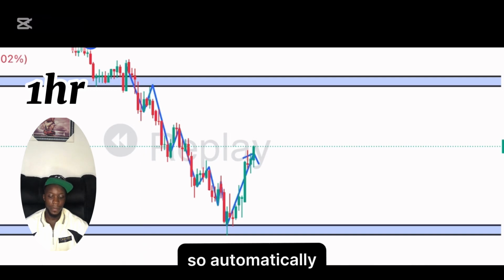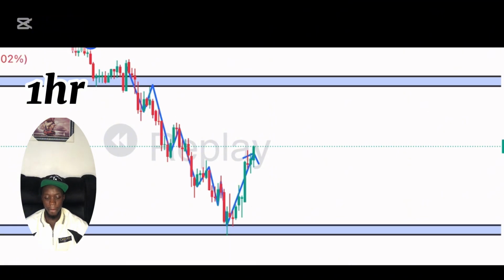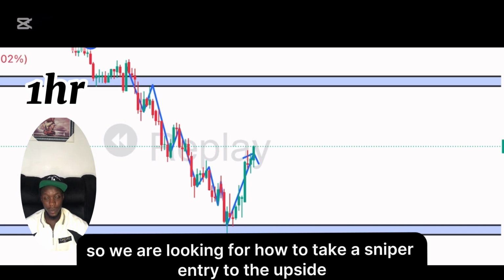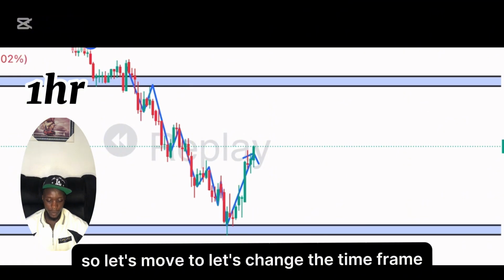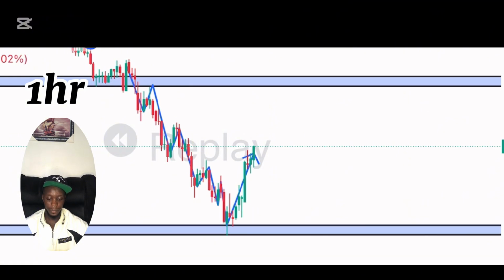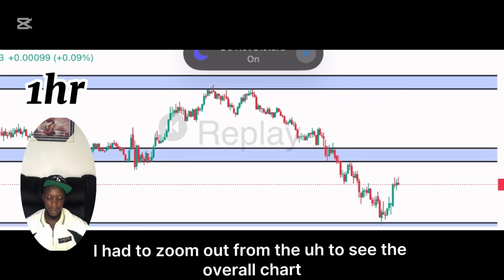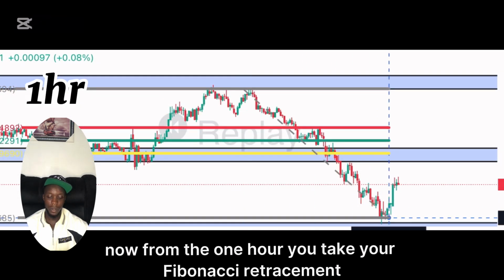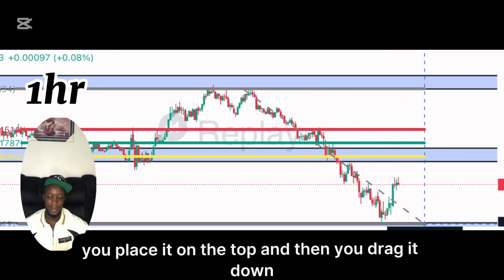So automatically we are now sure that the buyers are now in the market. So we're looking for how to take a sniper entry to the upside. Let's change the time frame. I had to zoom out to see the overall chart. Now from the 1 hour, you take your Fibonacci retracement, you place it on the top, and then you drag it down.